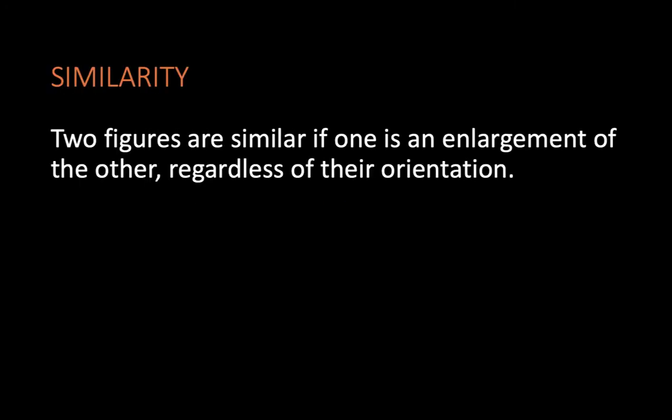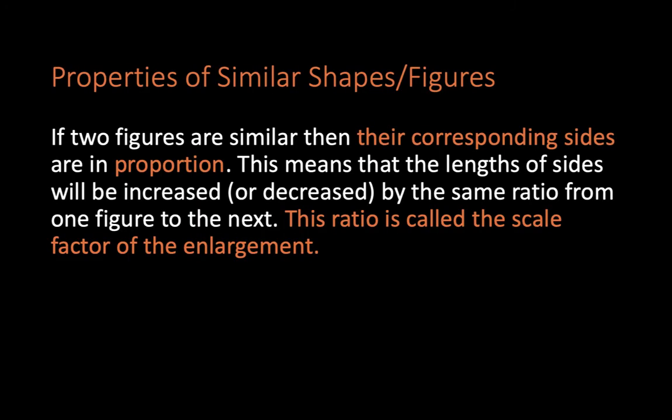What is similarity? Two figures are similar if one is an enlargement of the other, regardless of their orientation. So let's understand this in more detail. Properties of similar shapes and figures: if two figures are similar, then the corresponding sides, this is very important, are in proportion. This means that the length of the sides will be increased or decreased by the same ratio from one figure to the next. This ratio is known as the scale factor of enlargement.